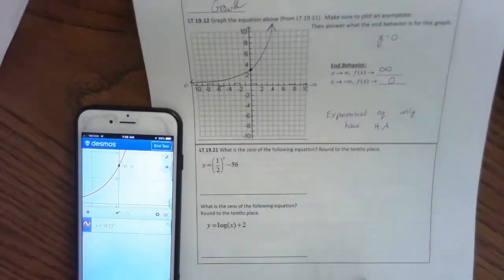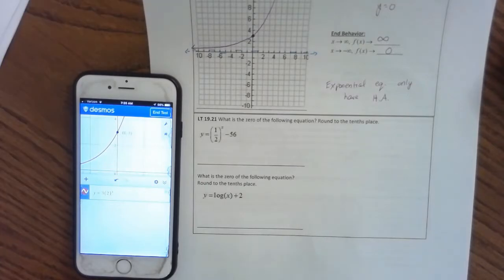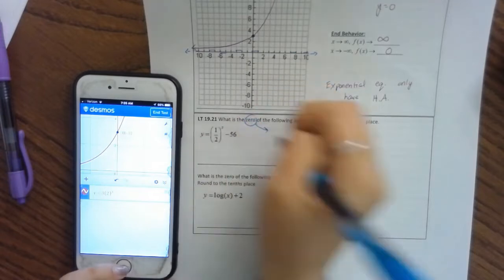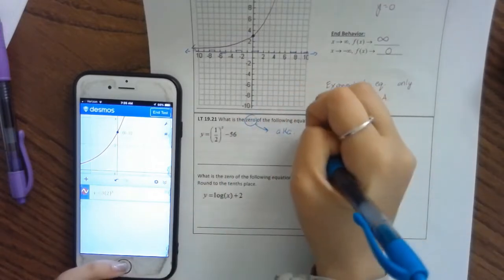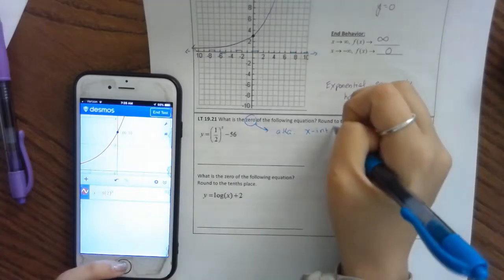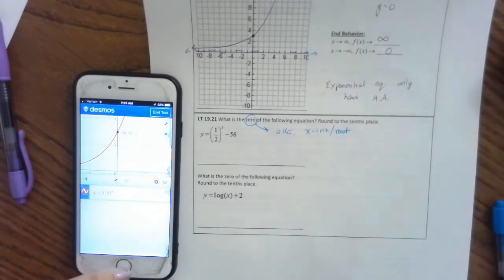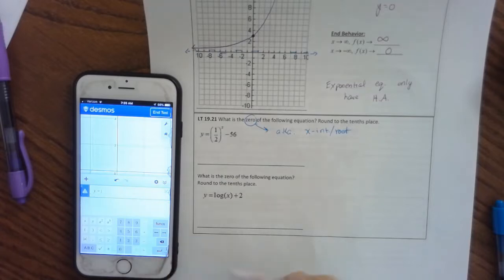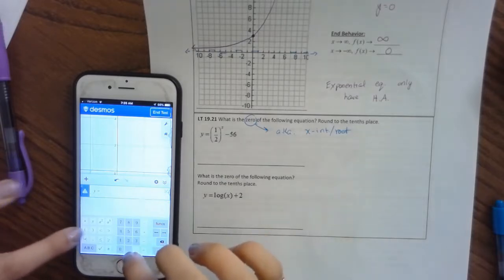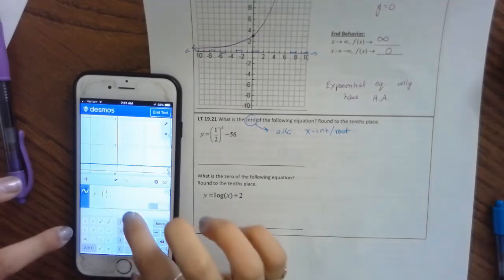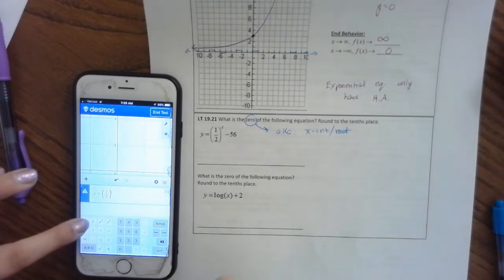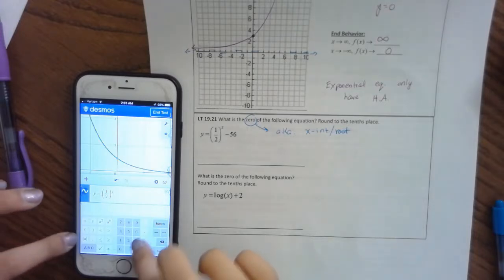Next up, we have 19.21. What is the 0 of the following equation? Remember, 0 stands for x-intercept or a root. I'm going to show you how to do it with Desmos and your graphing calculator just in case. So first step, plug it in Desmos or your calculator. So y equals parentheses 1 over 2, close our parentheses, to the x power minus 56.